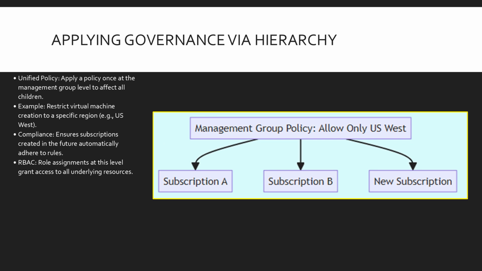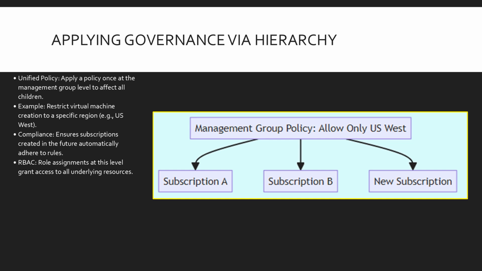Why do we use this hierarchy? Primarily for governance. You can create a hierarchy that applies a specific policy, such as limiting virtual machine creation to the US West region. By applying this policy to a management group called production, all subscriptions under that group inherit the restriction. Crucially, this policy applies to existing resources and any new subscriptions added later. This setup ensures that resource or subscription owners cannot alter these high-level security policies, providing a robust layer of governance.